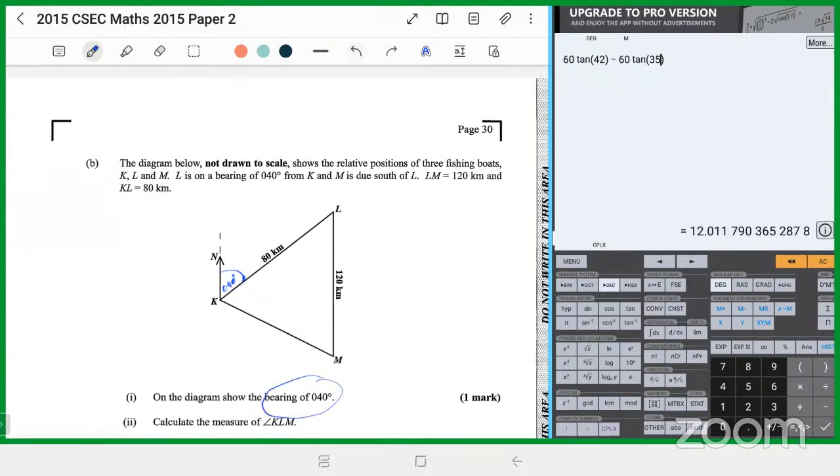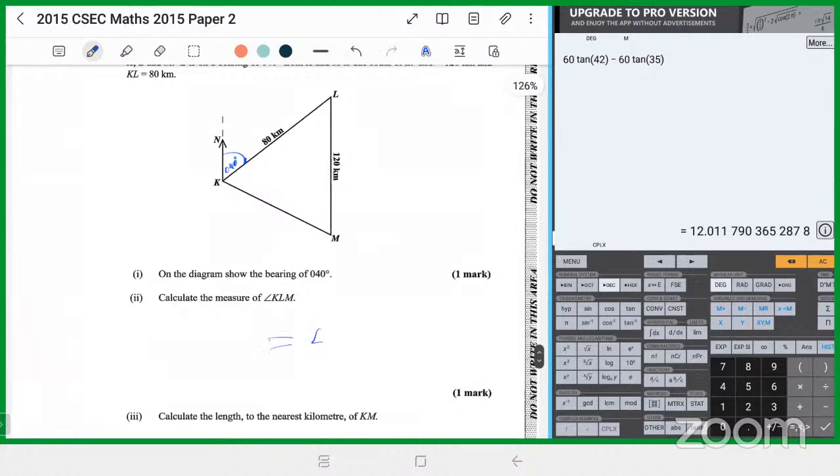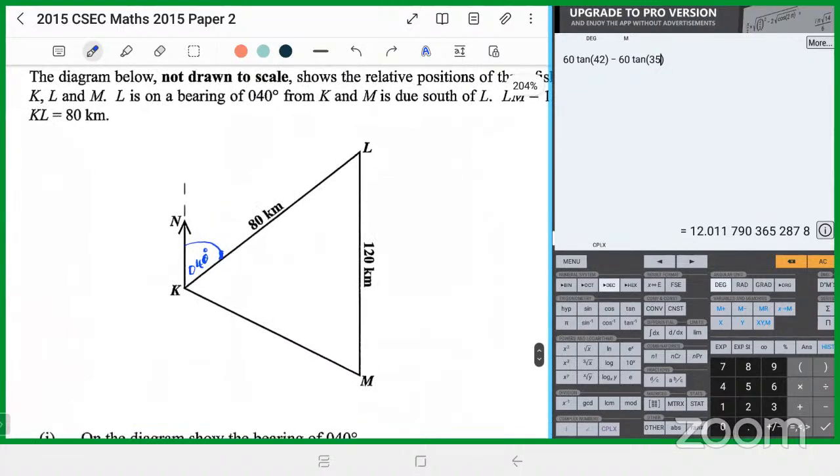That's it, done. Next part says calculate the measure of angle KLM right here. That's 40 degrees. Z angles. This vertical and this vertical, Z angles. So this angle KLM equals 40 degrees. One mark for it because it's so easy. So this angle inside is 40 degrees.